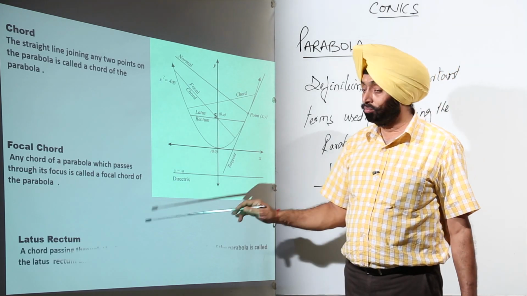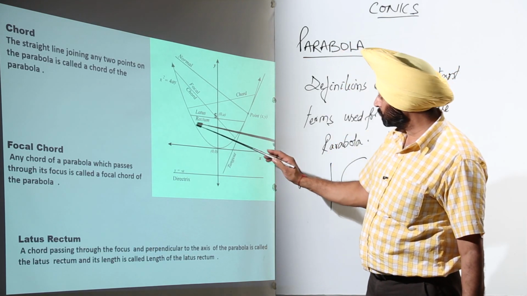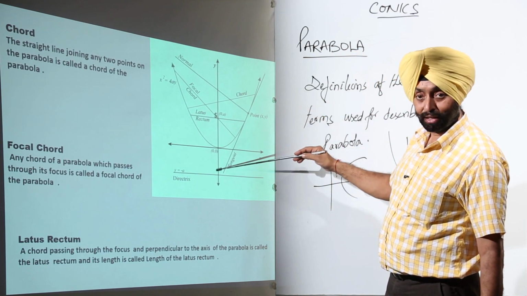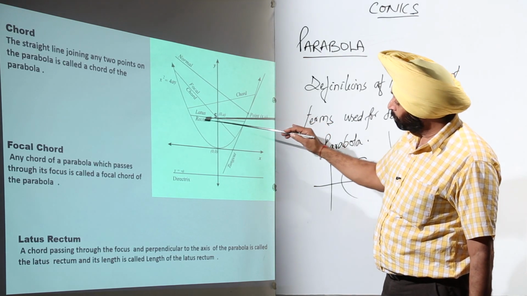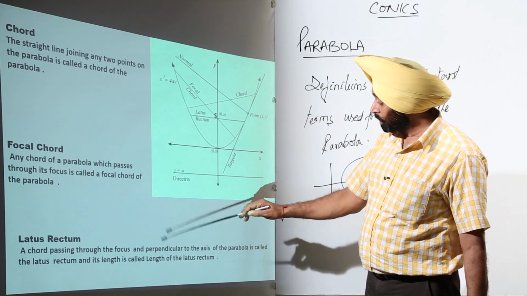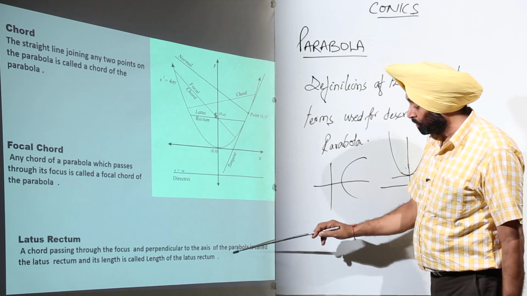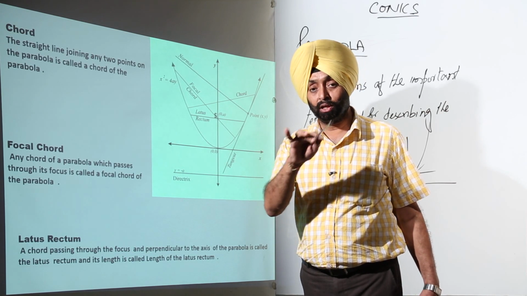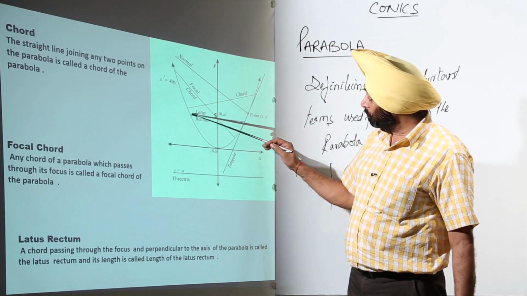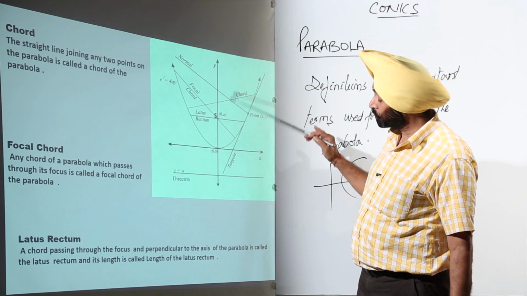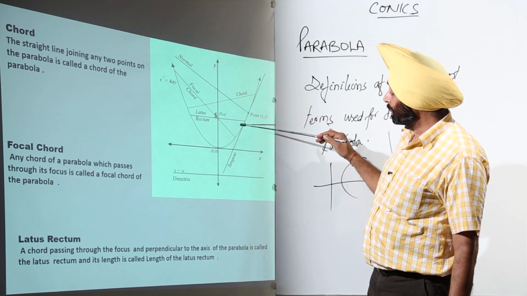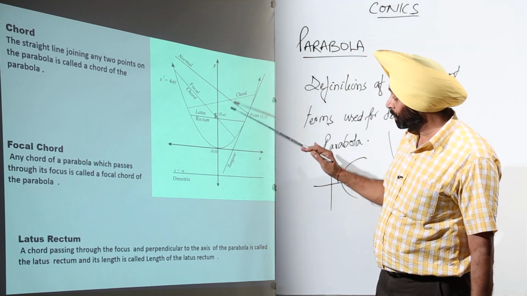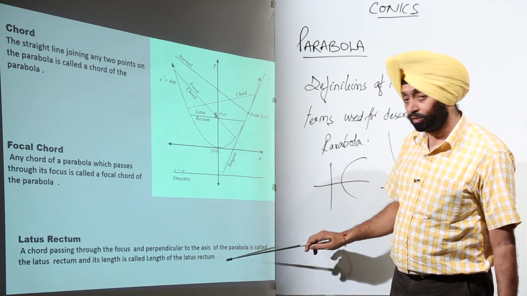Then we have the most important term, the latus rectum. You can just check it. The latus rectum is a straight line perpendicular to the axis of symmetry, and it passes through the focus, okay. So a chord passing through the focus and perpendicular to the axis of the parabola is called the latus rectum. Now I am going to give you a relation for the length of the latus rectum, not the parabola, the length of the latus rectum from here to here. We are going to derive a relation for the length of the latus rectum.